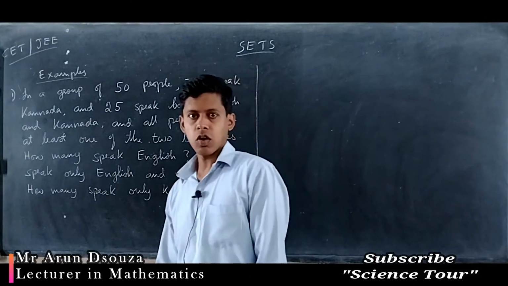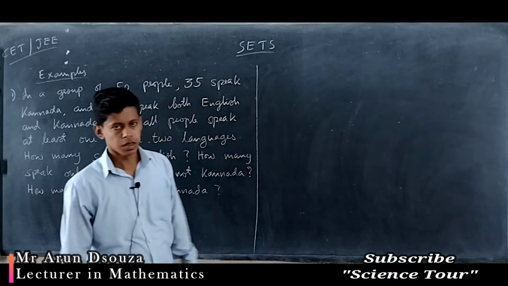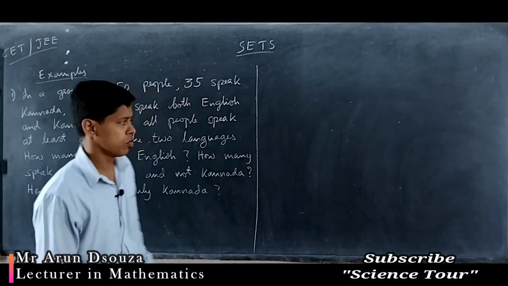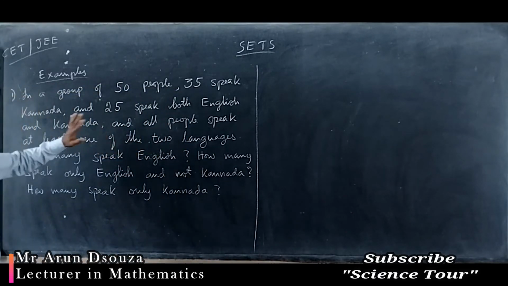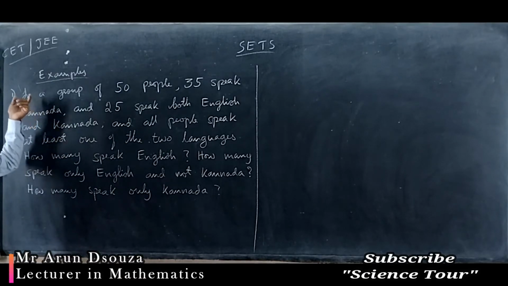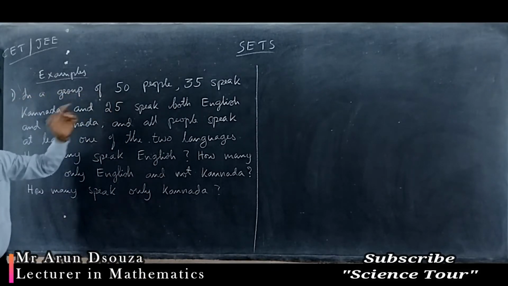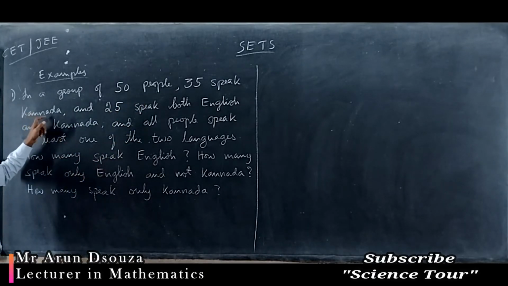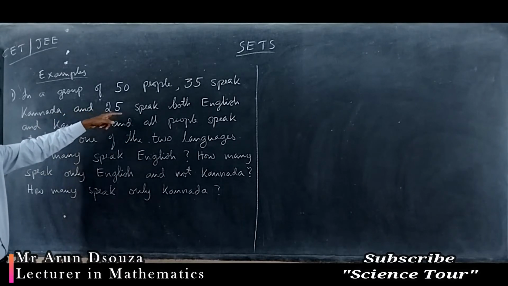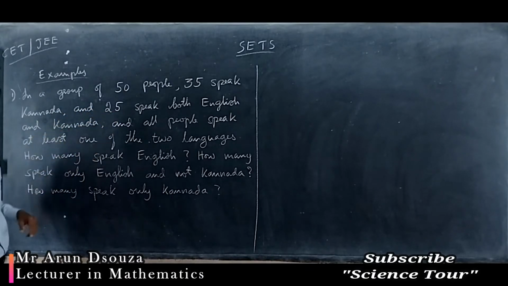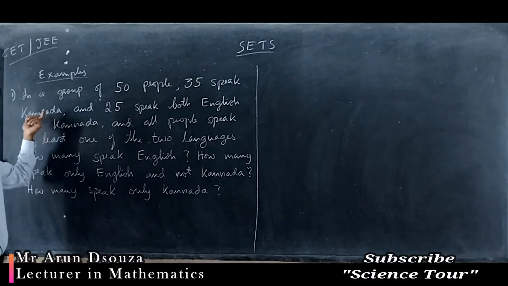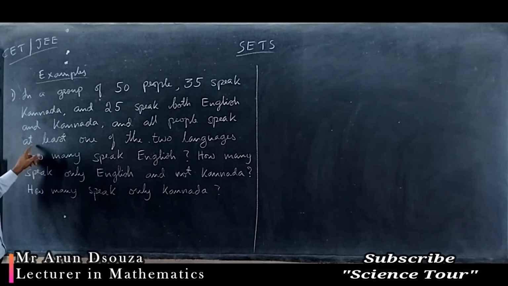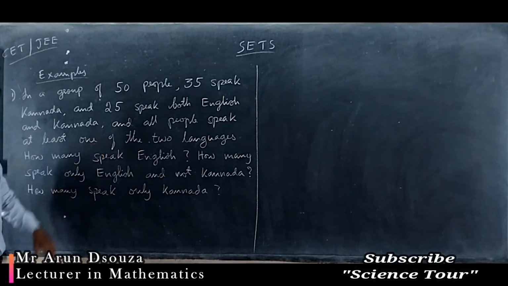Dear students, we will solve a few examples related to those union, intersection and complement and difference formulas. Now let us understand this question. In a group of 50 people, 35 speak Kannada and 25 speak both English and Kannada. So 35 Kannada, 25 both English and Kannada, and all the people speak at least one of the 2 languages.